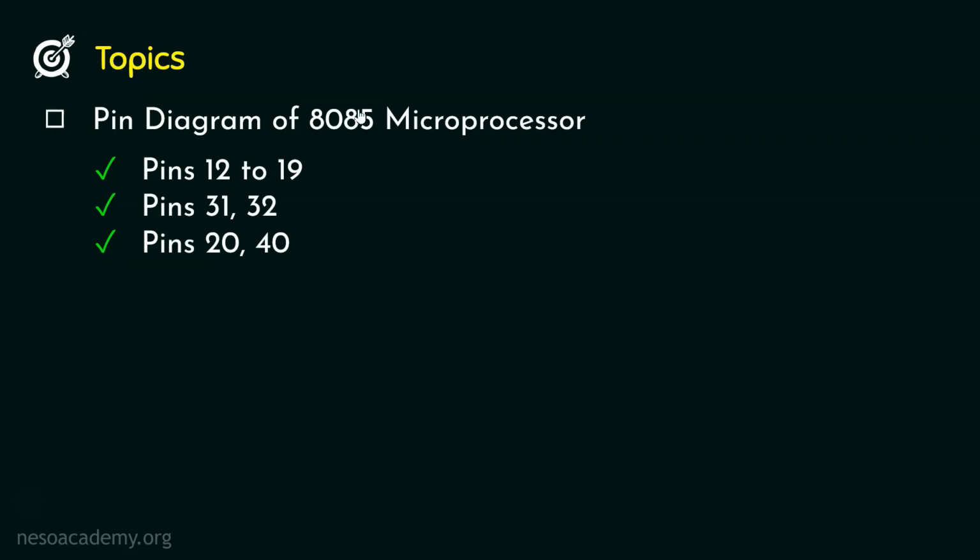So in this session from the pin diagram of 8085 microprocessor, first we learned about the pins 12 to 19, basically the data bus, which is AD7 to AD0. Then we learned about the pins 31 and 32, that is the pins which will dictate whether the data bus is going to take input or going to send output. Finally, we learned about the pins 20 and 40. Pin number 20 is the ground connection and pin number 40 is the 5 volt power supply.